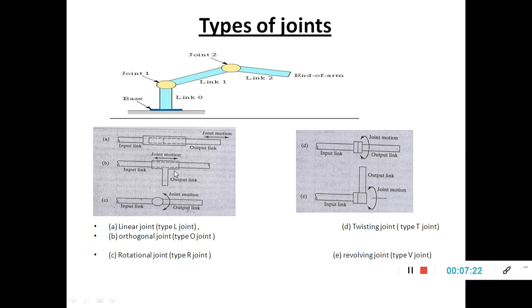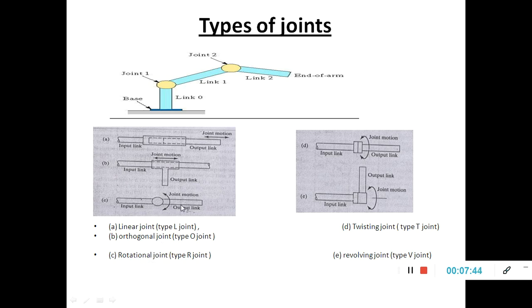Then the second one, the orthogonal joint. In the orthogonal joint, which is the O type of joint, the input and output links are perpendicular to each other. That is known as an orthogonal joint. Then the third one is the rotational joint. This is the R type of joint, popularly known as the R type.